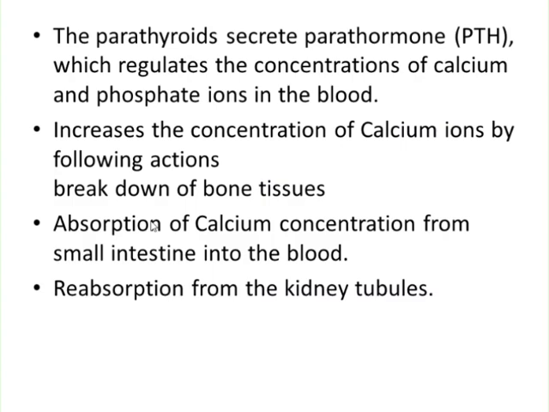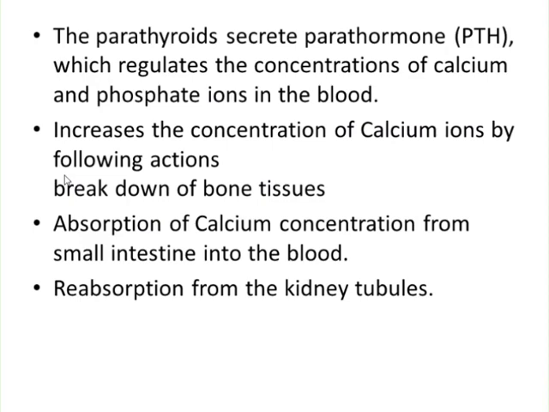And the third method is the reabsorption of calcium ions from the kidney tubules, which decreases the amount of calcium in the urine. So these are the three methods by which parathormone increases the concentration of calcium ions in the blood.